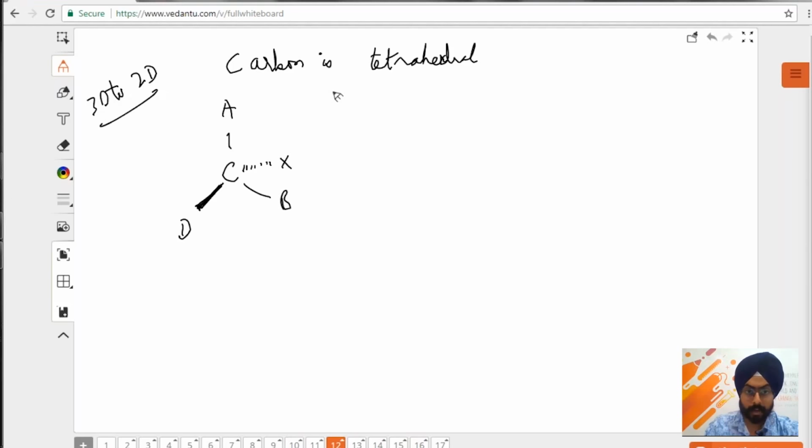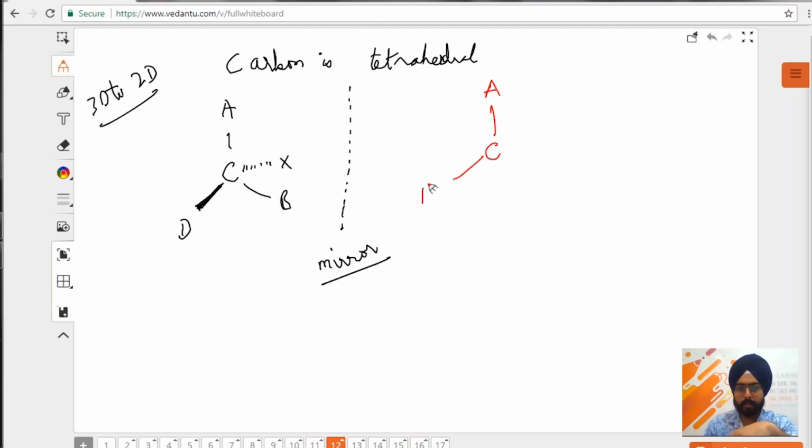Now what happens is, if I take a mirror in between, please stay with me. It might seem complicated, but then I'll tell you a shortcut which makes it super easy. Let's take a mirror in between and take a mirror image of this compound. So what will I do? I'll just take a mirror image. We've all been using mirrors since we were born. This is what will get formed. This is the mirror image.